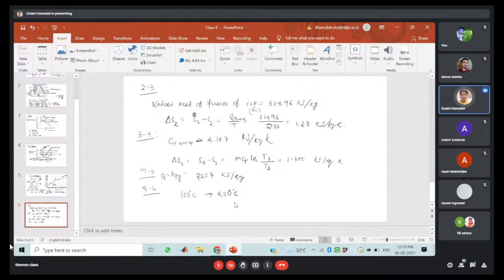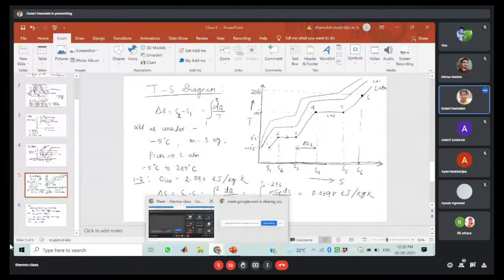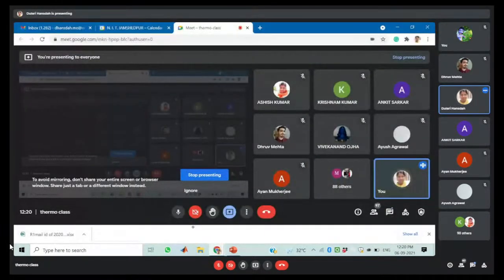So this is your TS plot. So likewise, if you are doing for all the isobars, when your pressure is in increasing condition, then this will be the graph. This will look like this. So to atmosphere. So here your graph and everything will look like this, okay. Got my point? So this is your TS plot. So it is clear, I think.